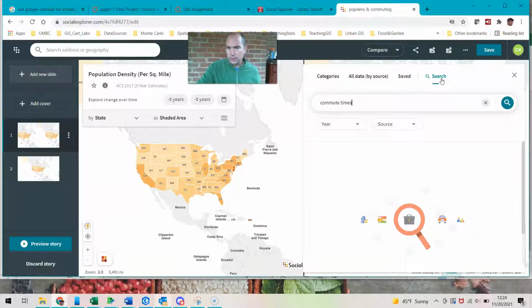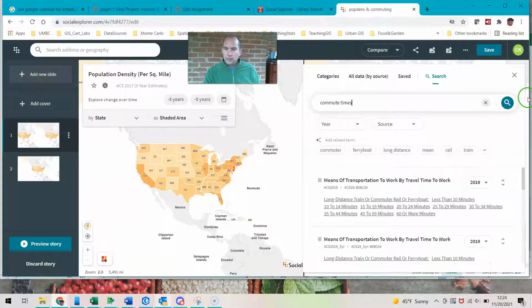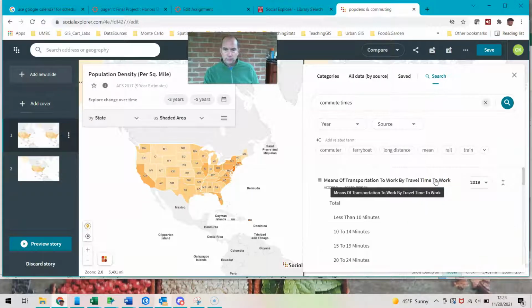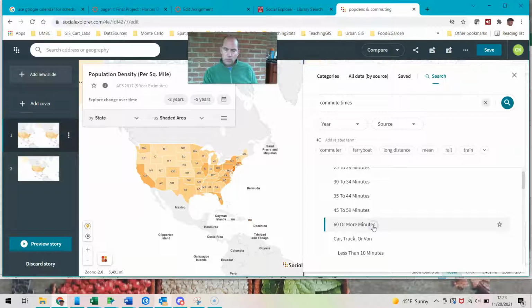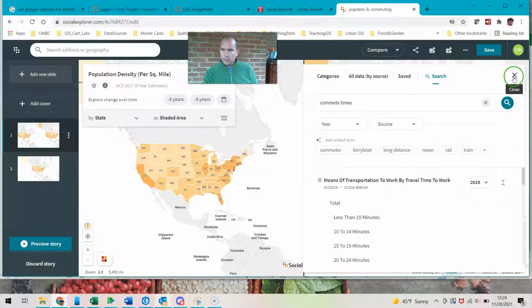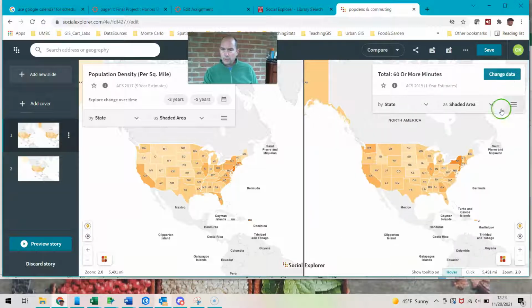Or I could search commuting, means of work. Let's see about this one. So I want to know how many people spend 60 or more minutes commuting. So that's what I'm going to look at. And I think that's overall, by any mode. It's not breaking it out by any mode in particular. And so I get this map.